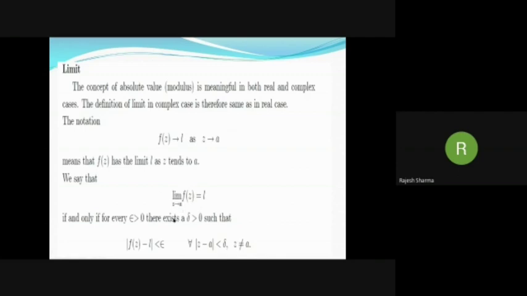Now we say that limit z approaches A, f(z) equals L if and only if for every epsilon greater than 0, there exists a delta greater than 0 such that mod f(z) minus L is less than epsilon for all mod z minus A less than delta. z need not be equal to A. This means that the distance between L and f(z) can be made arbitrarily small by choosing z sufficiently close to A.